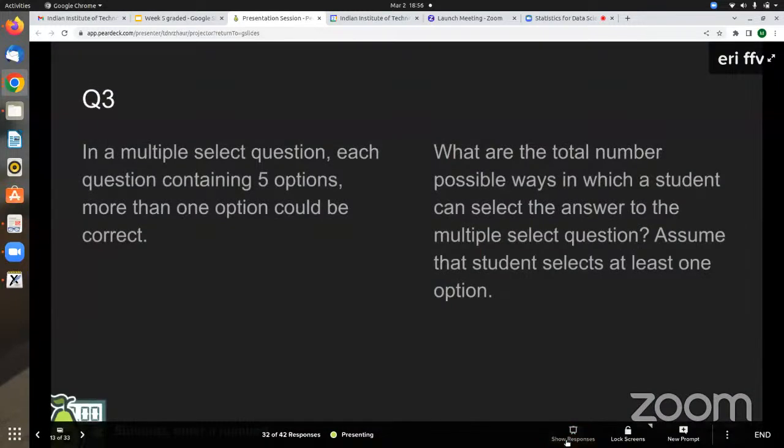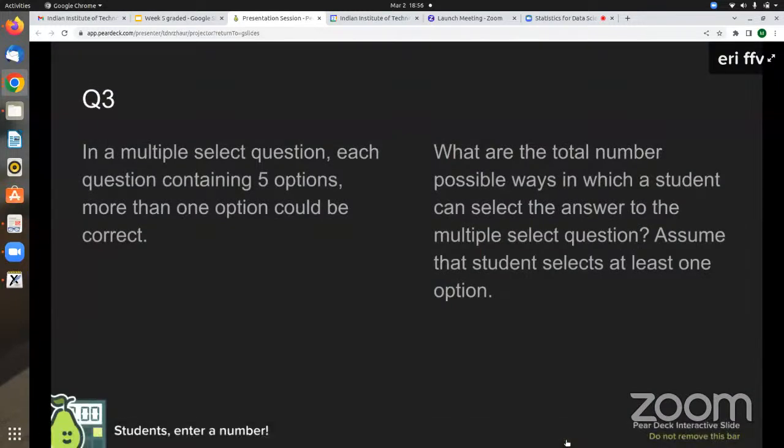So you can see that there are 5 options in one multiple select question, right? And more than one option can be correct. So a student can select one option out of the 5, that is one possibility. Then a student can select 2 options out of the 5, or 3 options, or 4 options, or 5 options out of the 5. Is this clear?